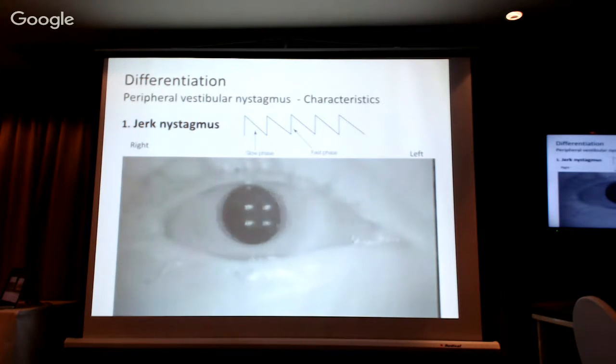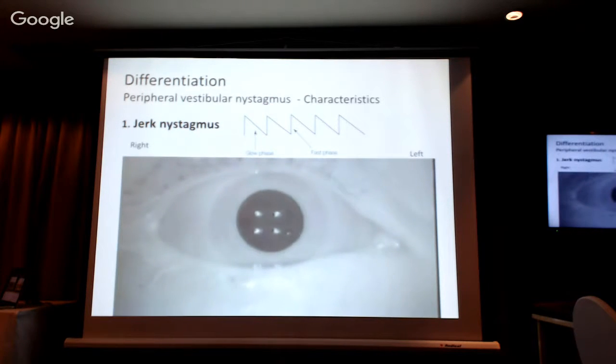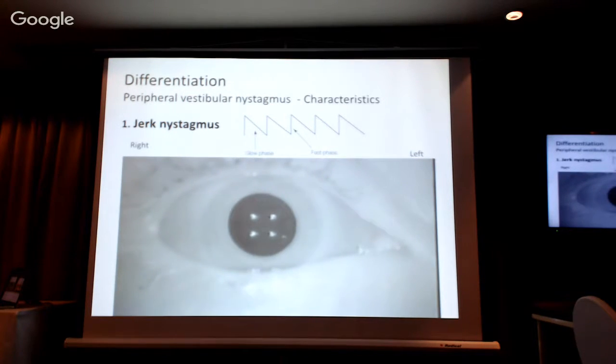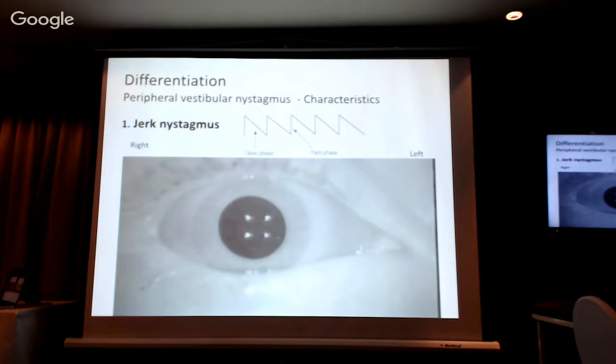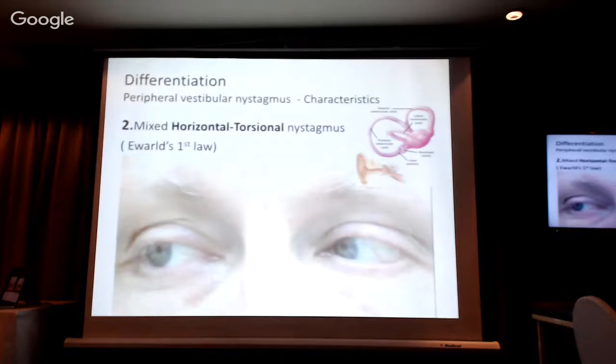You look at the video clip. Fast phase beats towards the left side. So the side of the nystagmus is defined by quoting the fast phase. Therefore, it's left beating nystagmus. Left beating nystagmus, the lesion has to be on the right side. That is the first characteristic.